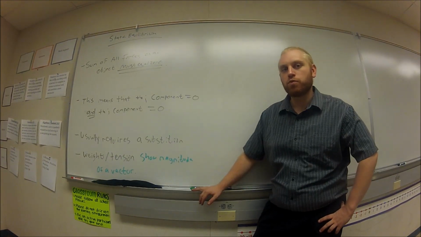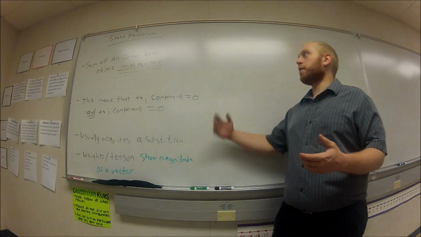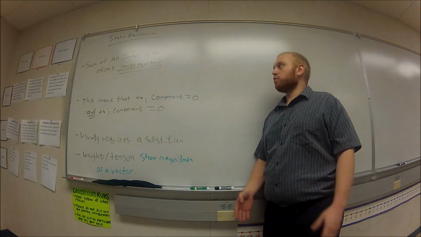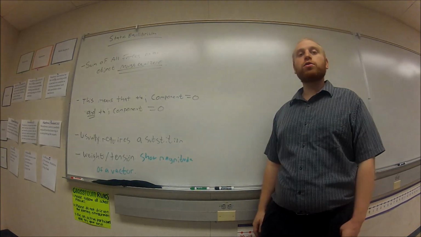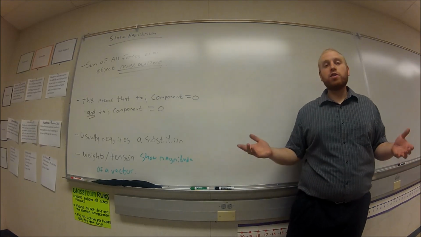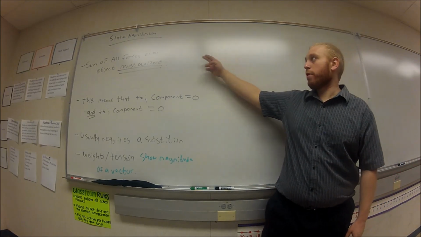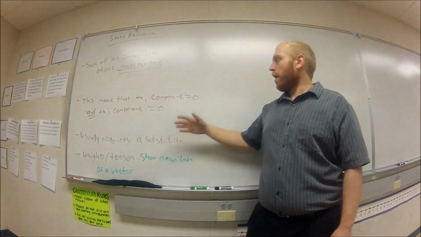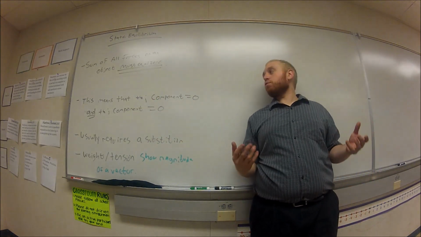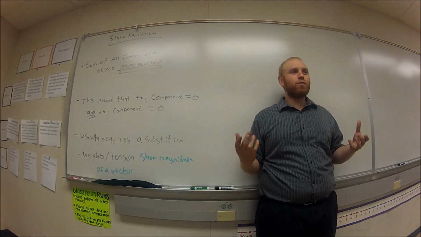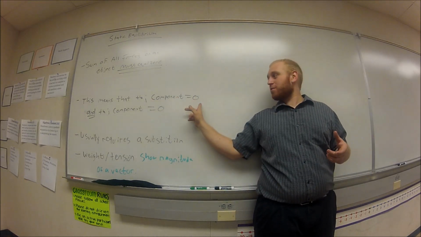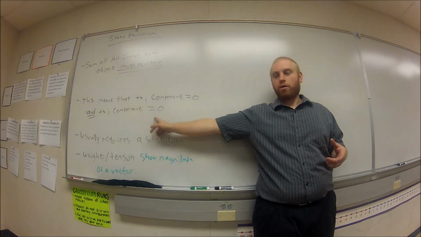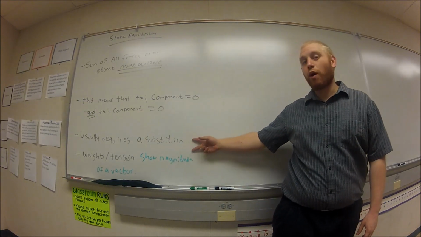So the next couple of examples we do, we deal with something called static equilibrium. What that is, is when the sum of all the forces on a vector must equal zero in order to be at static equilibrium. Equilibrium is what that's meant to mean. It has to equal zero. Now, what this means is that if it's going to equal zero, then think about it. If you have a zero vector, then the I component has to be zero, and the J component has to be zero. Usually it's going to require a substitution.